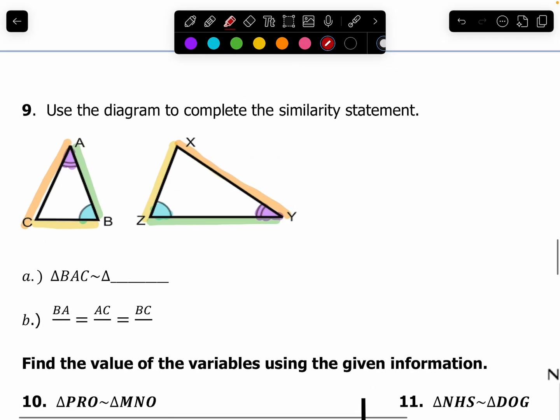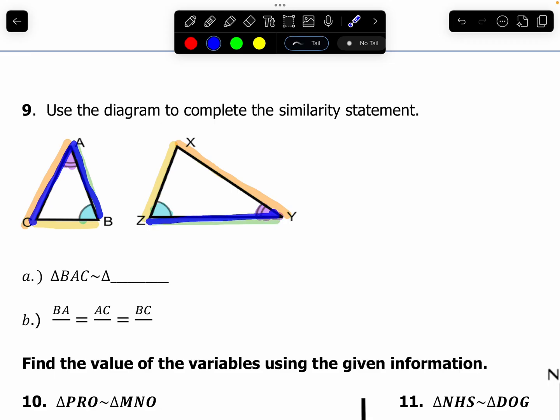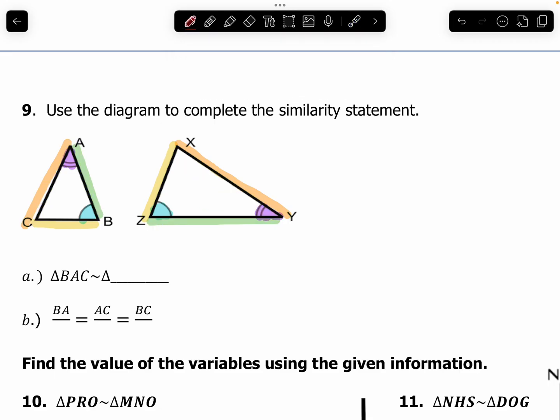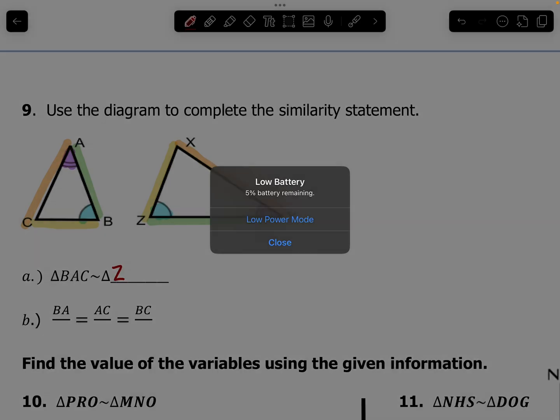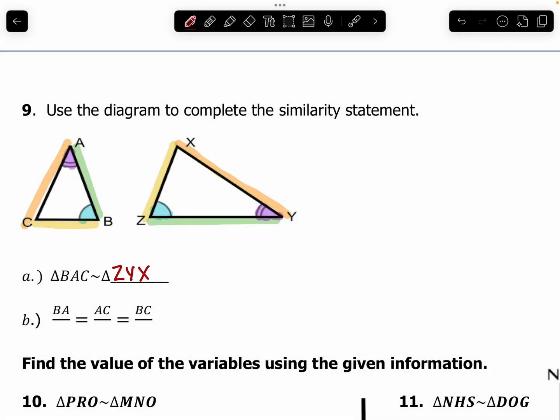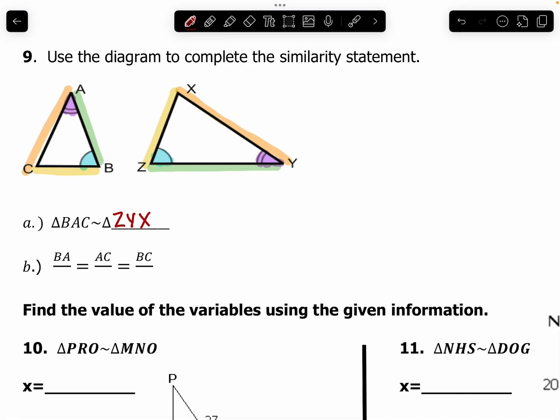Triangle BAC is going to correspond with ZYX. Got to go in the same order. All right, next we have BA, which corresponds with ZY, equals AC, which corresponds with YX, and then BC, which corresponds with ZX.